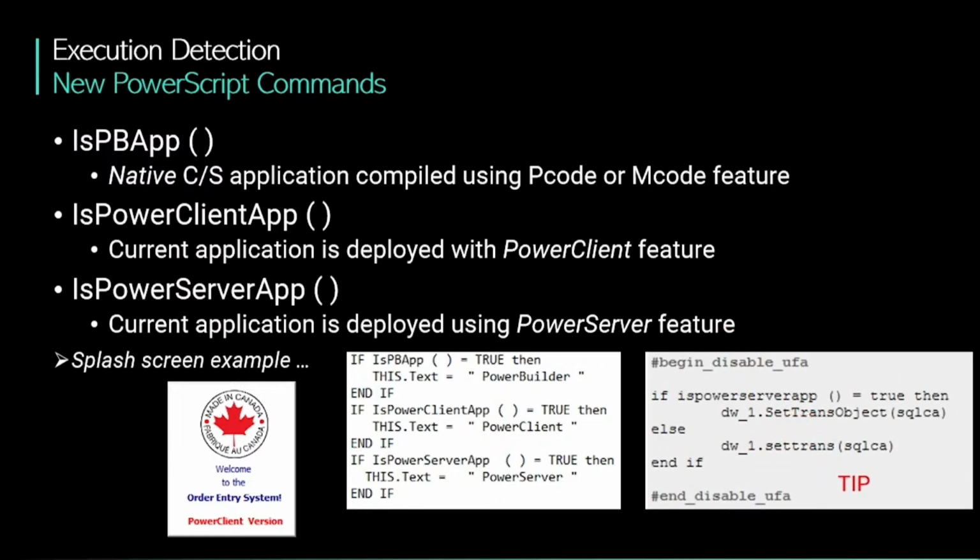There's a new compilation directive, #disable UFA. You can see here that between the #begin and the #end, if you encounter any command that's not supported, for example, the SetTrans object is supported, but SetTrans is not in PowerServer, it's not going to write that to the UFA report because of the #begin, #end compilation directive.